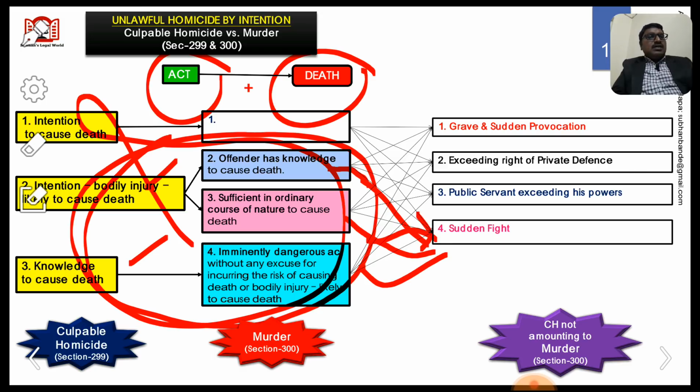under a sudden fight. It falls under the fourth exception of section 300. It amounts to culpable homicide not amounting to murder.